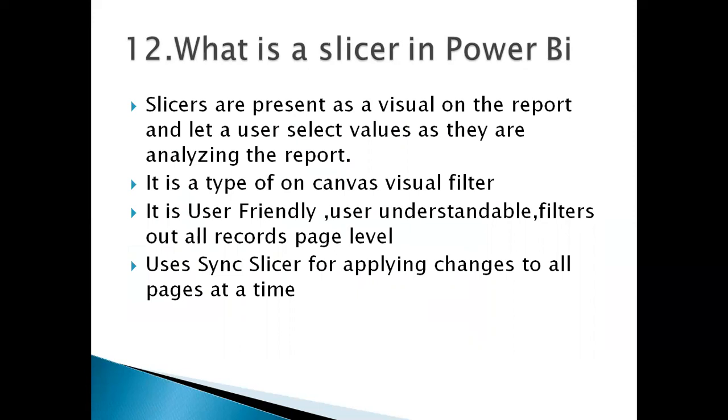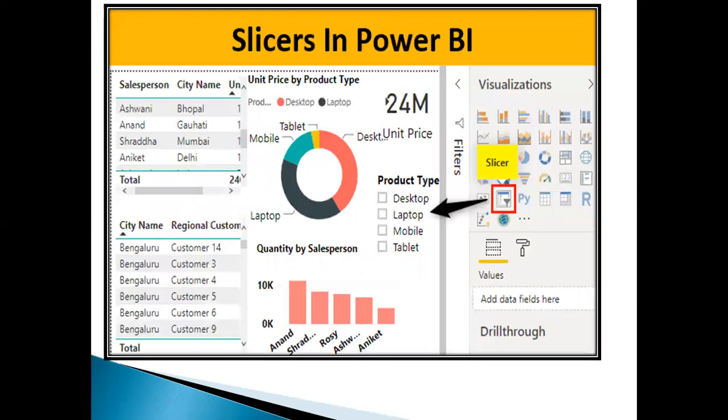Slicers are user friendly. They are user understandable. So whenever you want to apply slicers, you also filter out all the records at the page level. Whenever you click on a column of a table, the filters will appear like this. The columns will appear like this when you click on the slicer. This is the slicer option in the visualization.